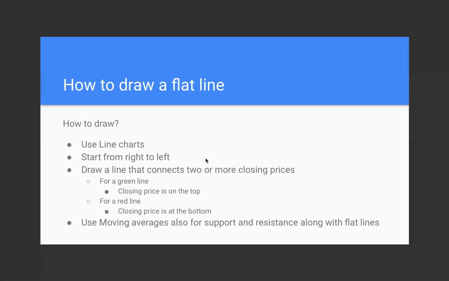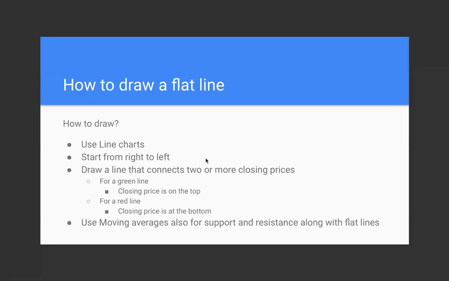Very simple, guys. First, we'll go through the concept. Then later, we'll look at the actual charts, and then we'll see how to draw this. The very easiest thing is to use the line charts, because the line charts have the closing prices very well defined, right? If it's a candlestick, you will have a wick, and then you'll have a body, and then the higher wick and the lower wick. So if you use the line chart, it will be very clear to you. Then start from right to left. That means start from the right side of the chart to the left side of the chart. Draw that line that connects two or more closing prices.